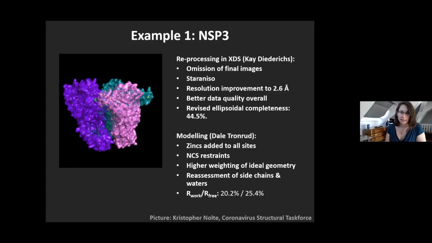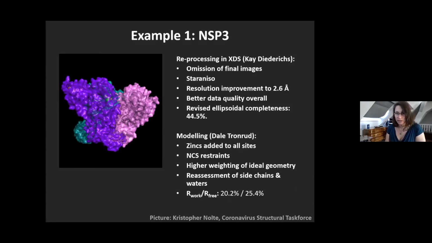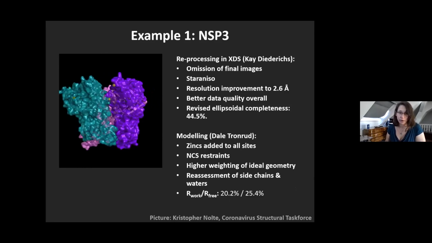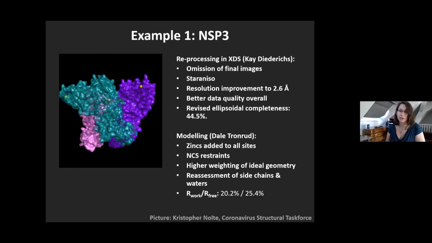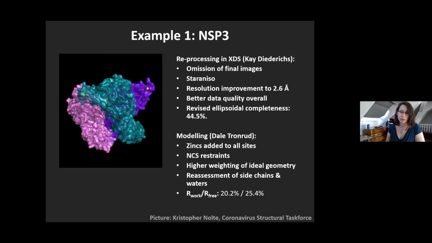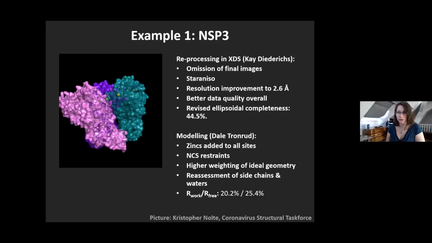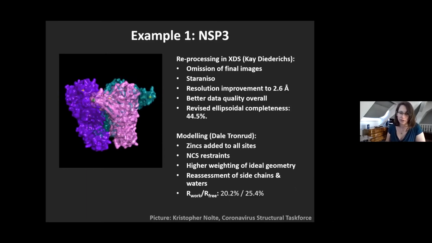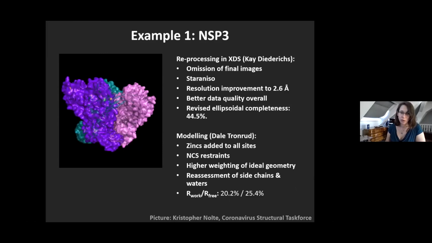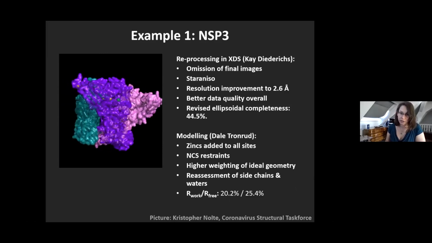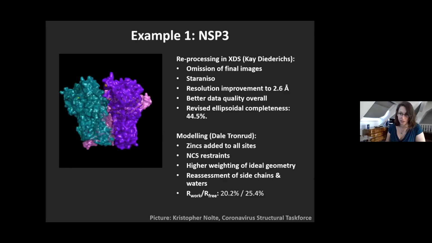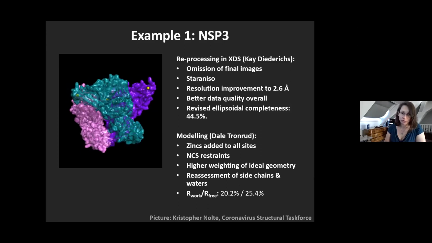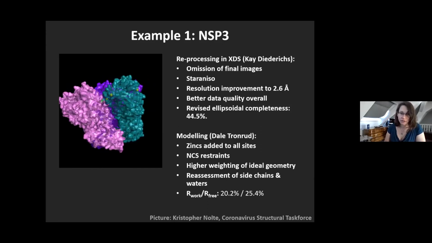We took that data, which, as I said, were really important to the drug developers and was the first one available for this protein. Kay Diederichs did a reprocessing in XDS, omitting the final images of both the 30 and the 60-degree sweep, running STARANISO in order to get an elliptical resolution cutoff to address anisotropy. Resolution improved to 2.6 angstrom, with better data quality overall, but an even lower completeness, 44.5%. However, the data that we retained were better in quality. Then Dale Tronrud went on to model this in Oregon.